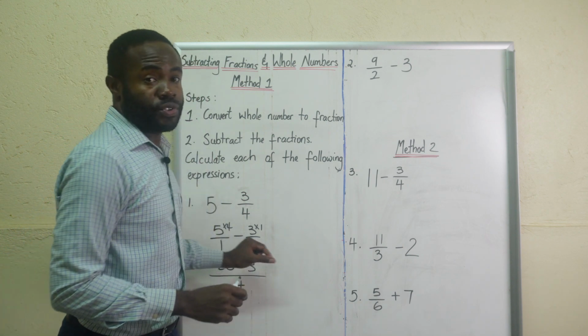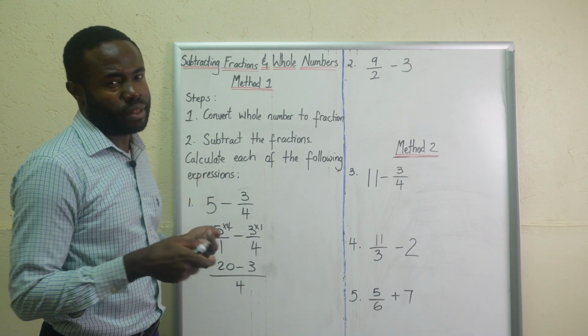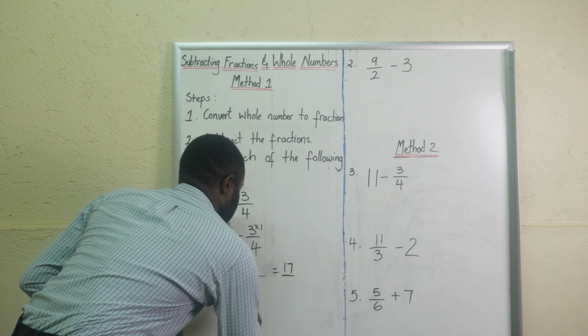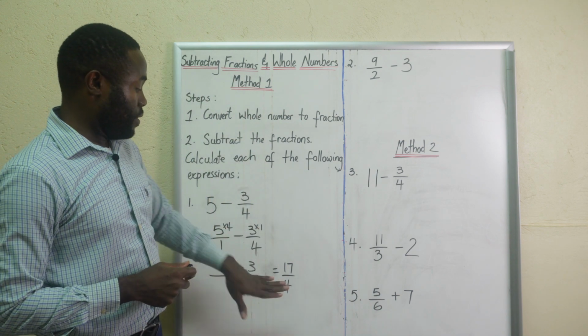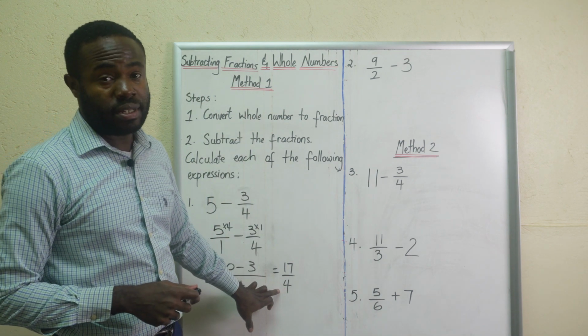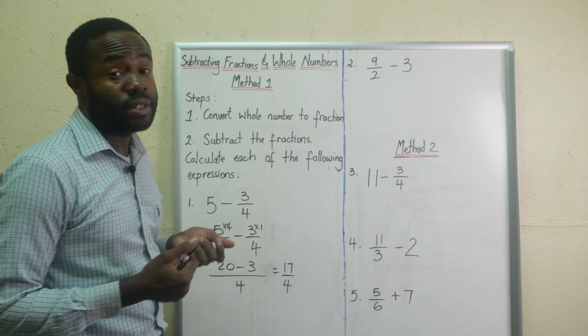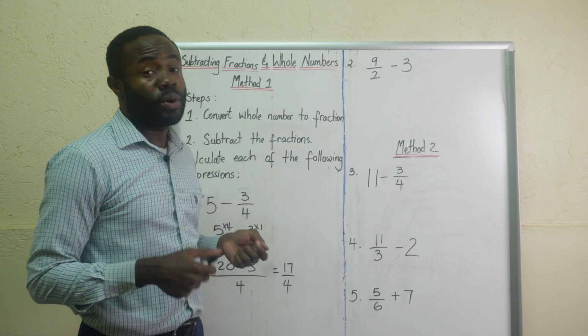So we're going to subtract the 3 from the 20. So 3 from 20, that will give us 17. And then we put back our common denominator, which is 4. Now, if you look closely, you'll notice that this is an improper fraction. And improper fractions can be converted to mixed numbers. We can choose to leave our answer like this or convert it to a mixed number.